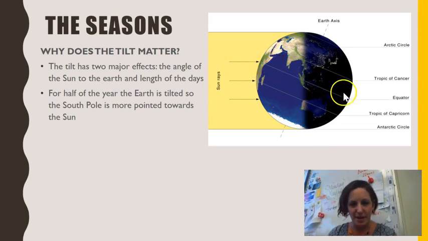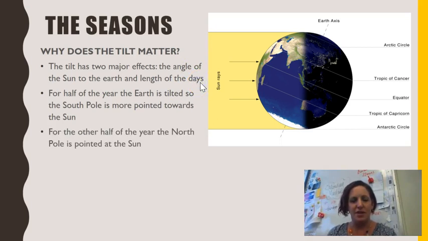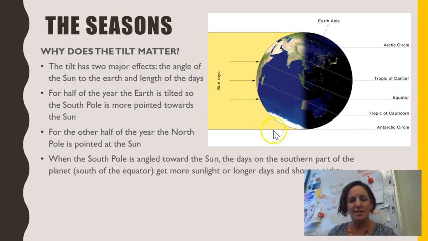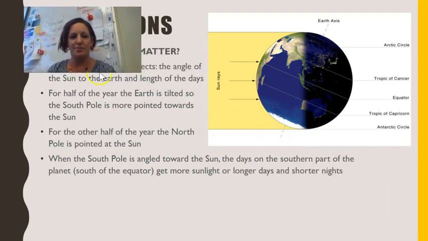So this path here is the southern hemisphere, and you can see the South Pole here is tilted towards the sun. The sun is shining from this side. For the other half of the year, the North Pole is pointed at the sun. When the South Pole, where we live, is angled towards the sun, the days at the southern part of the planet, south of the equator, get more sunlight and longer days.